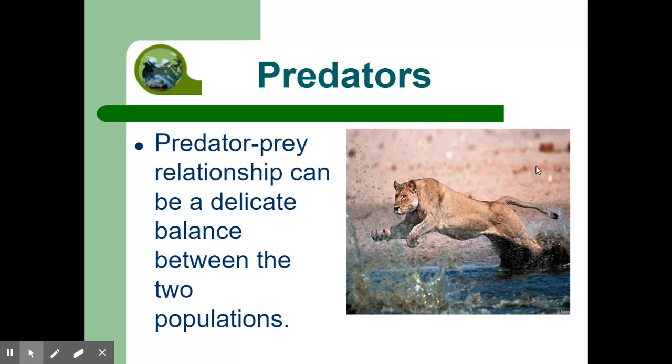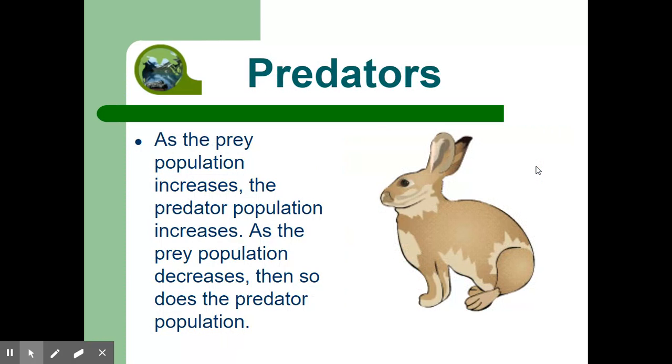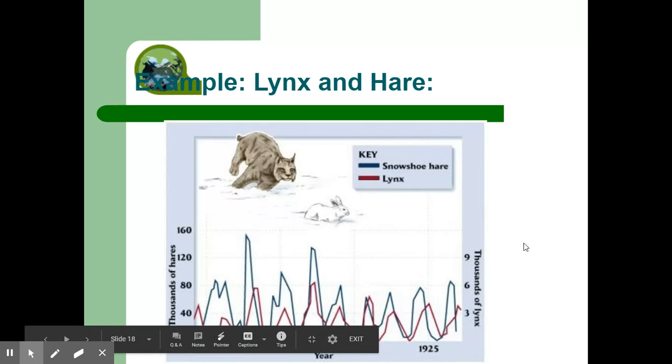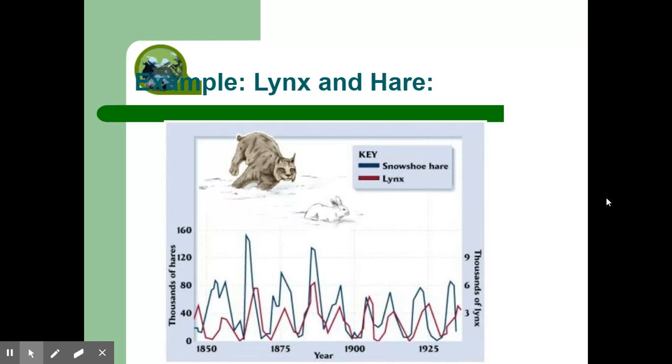Also predators. Predator-prey relationships can be a delicate balance between the two populations. As the prey population increases, the predator population increases. But as the prey population decreases, then so does the predator population. Here we have an example of a lynx and a hare, or like a bunny. You can see when the prey population goes up, so does the predator population. And when the prey population goes down, so does the predator population. So these are directly correlated. They move together.